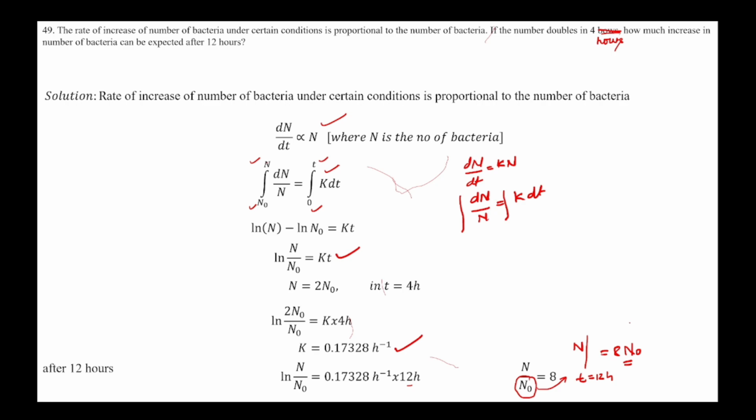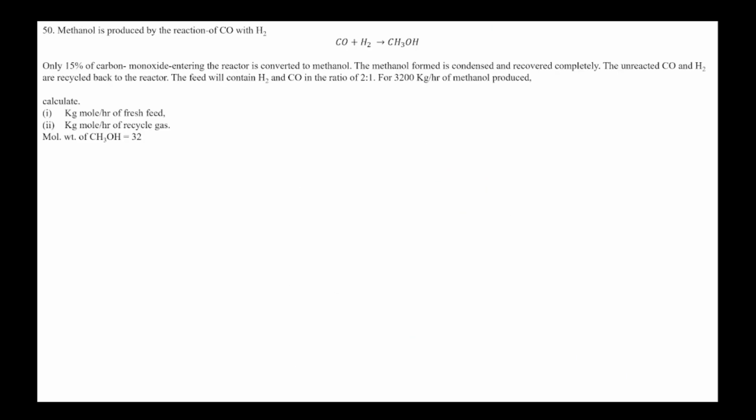This is a straightforward question just to check your basic knowledge, and I don't think this type of question will come again. Now, methanol is produced by a reaction of CO with H2, so the reaction is CO + H2 gives CH3OH. Only 15% of the carbon monoxide entering the reactor is converted to methanol.